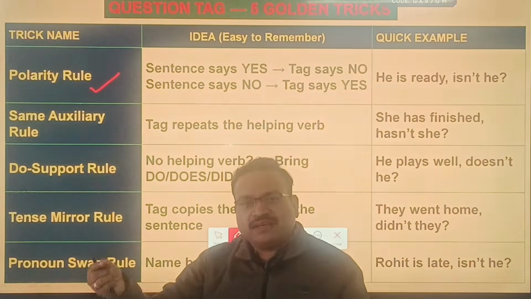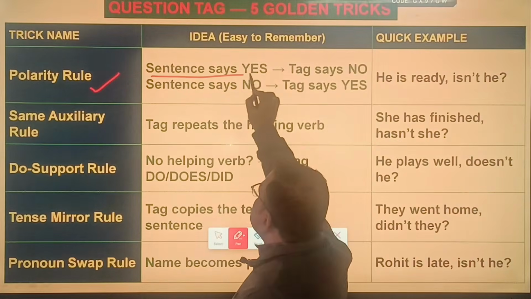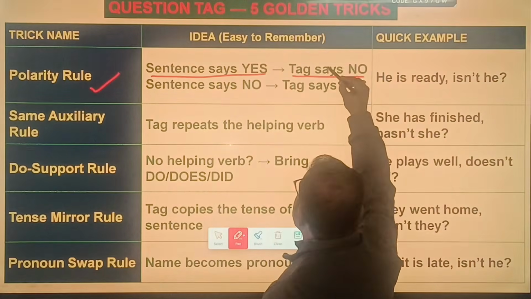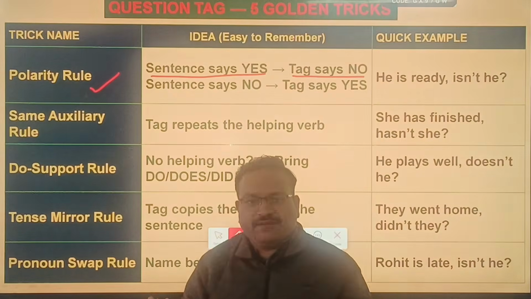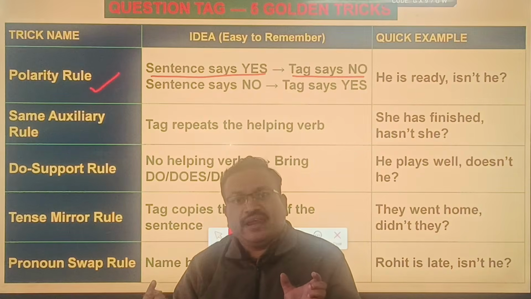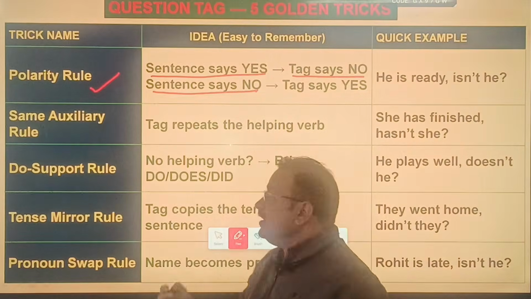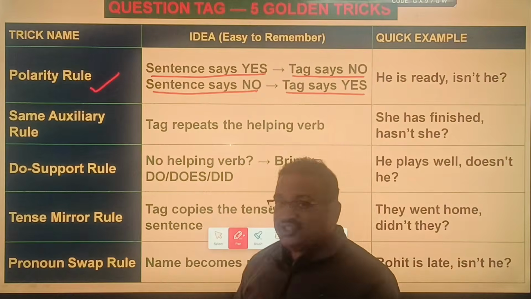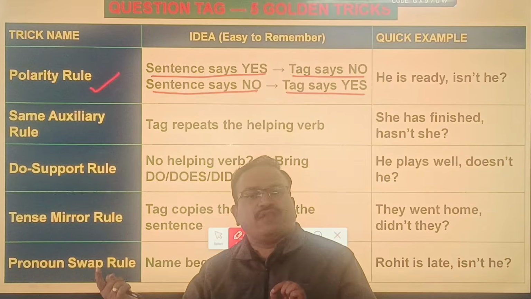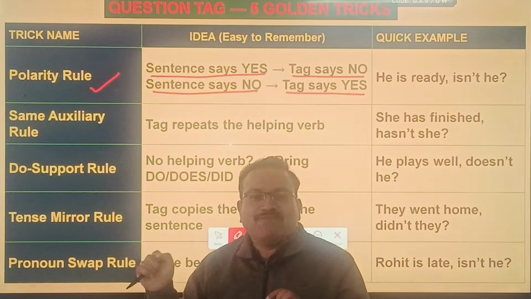Polarity rule means positive and negative. There are two polars. One is positive and the second is negative. What it says? If sentence is positive, then tag says no. The question tag will be negative. If a statement is positive, the question tag will be negative. If a statement is negative, the question tag will be positive.